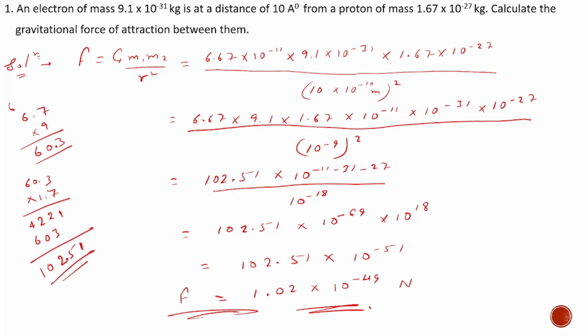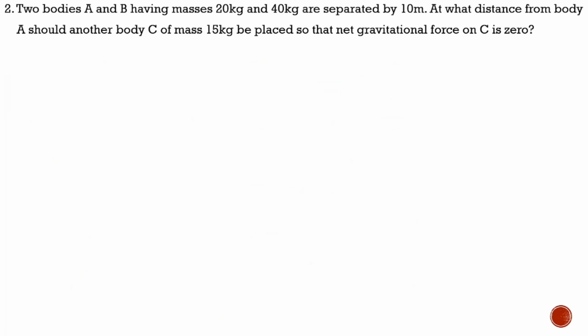Okay, our next question. Two bodies A and B having masses 20 kg and 40 kg are separated by 10 meters. Okay, there are two masses, 20 kg and 40 kg, kept at a distance of 10 meters from each other. At what distance from body A should another body C of mass 15 kg be placed so that the net gravitational force on C is 0?